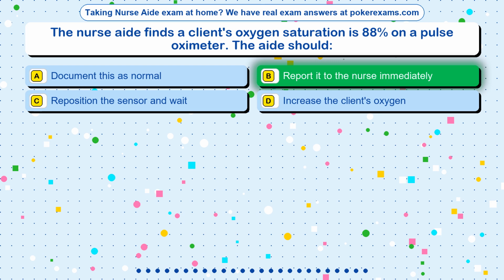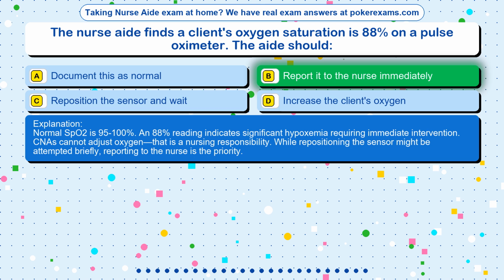The correct answer is option B. Report it to the nurse immediately. Normal SpO2 is 95 to 100%. An 88% reading indicates significant hypoxemia requiring immediate intervention. CNAs cannot adjust oxygen, that is a nursing responsibility. While repositioning the sensor might be attempted briefly, reporting to the nurse is the priority.